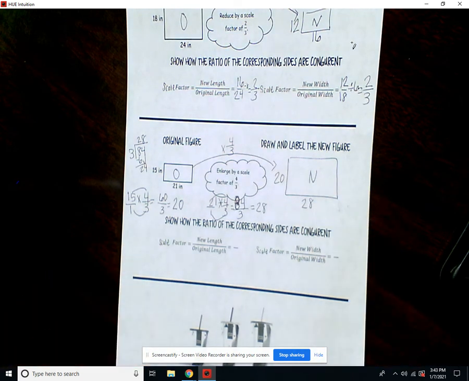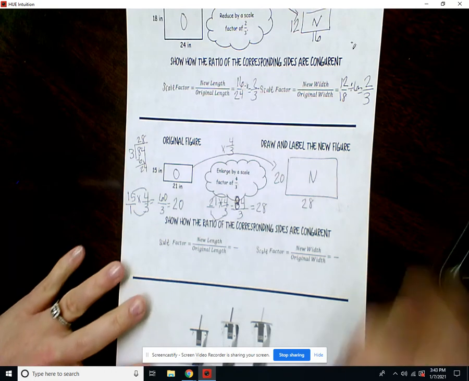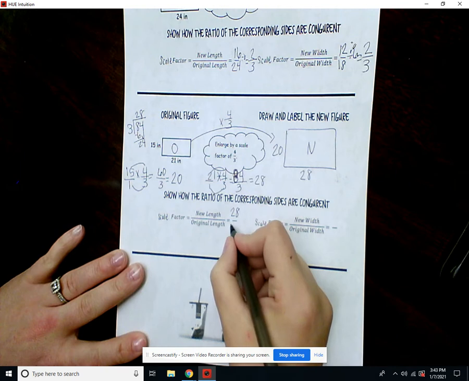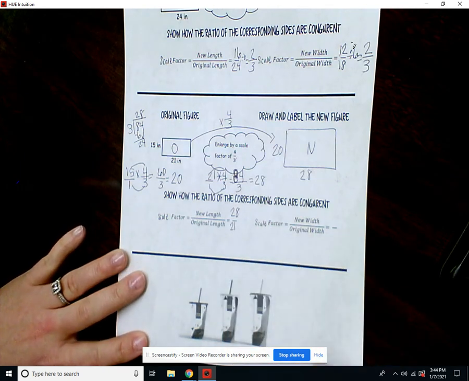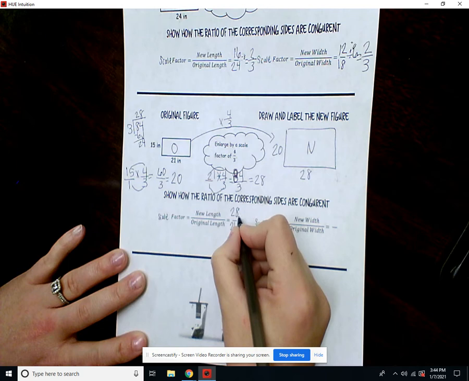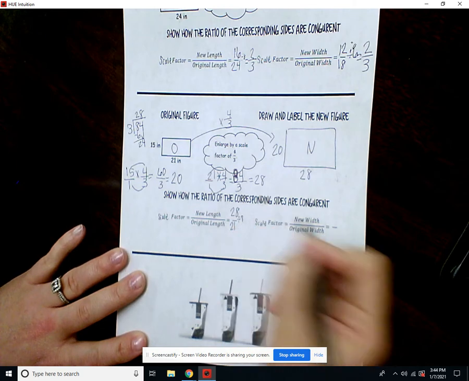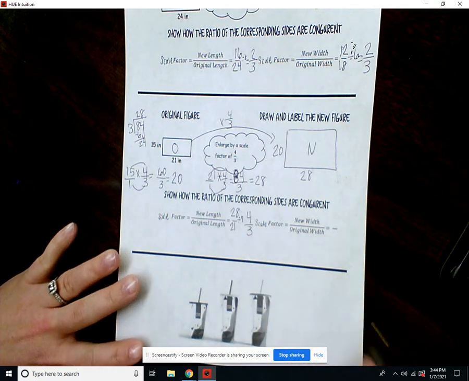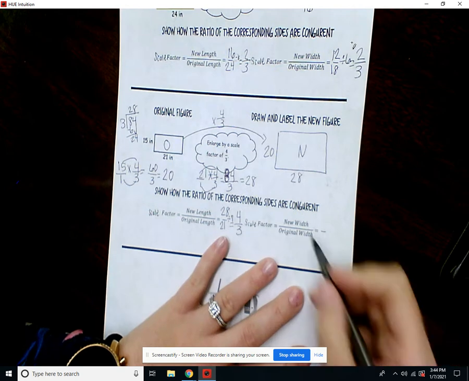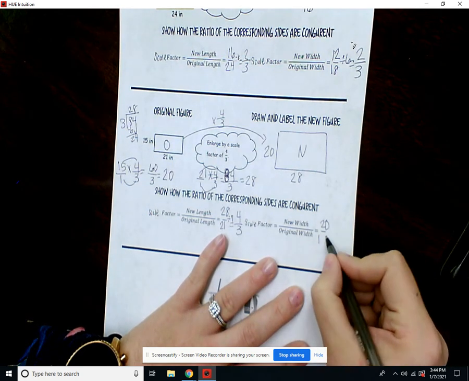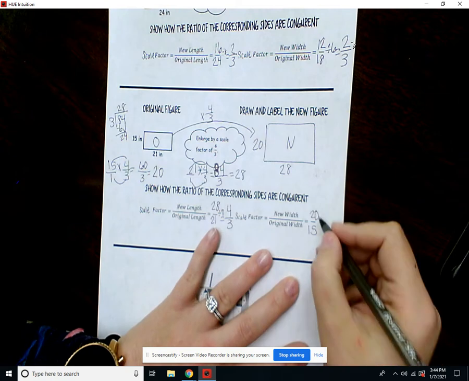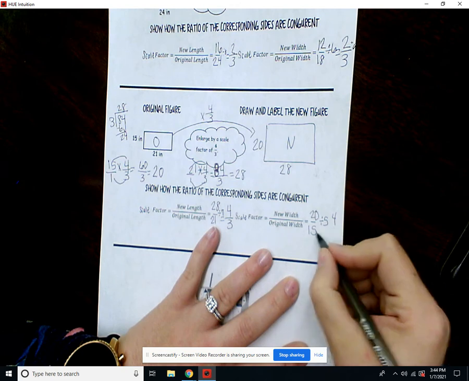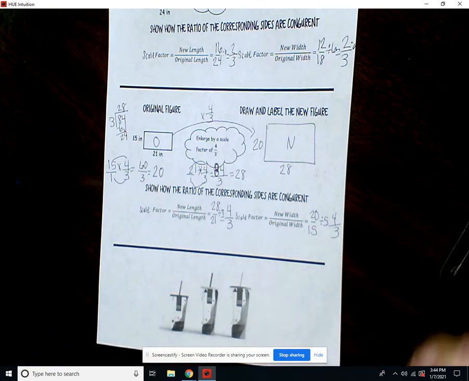All right, so now we're going to prove that it's going to be 4/3 since we've enlarged it. So we're going to take our new length, 28, and then take our original length of 21. We're going to simplify that. So we're going to divide it by 7. 28 divided by 7 is 4. 21 divided by 7 is 3. And then for our new width, it was 20. Original was 15. 20 over 15 is going to simplify by 5. 20 divided by 5 is 4. 15 divided by 5 is 3.